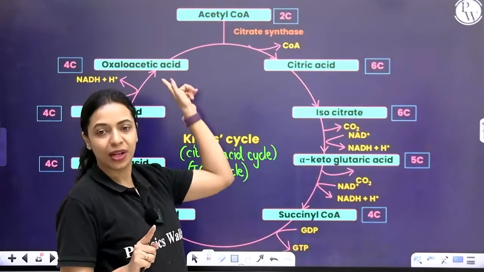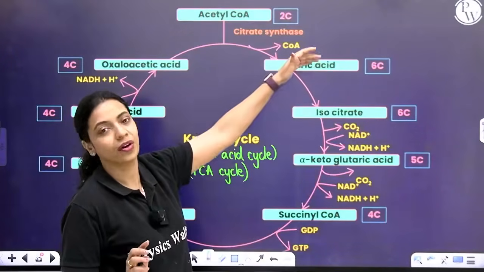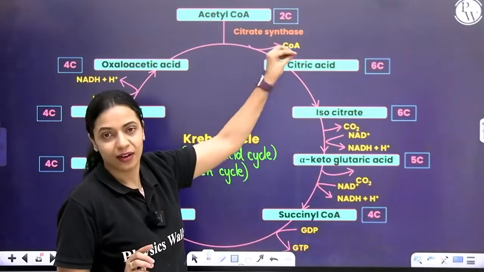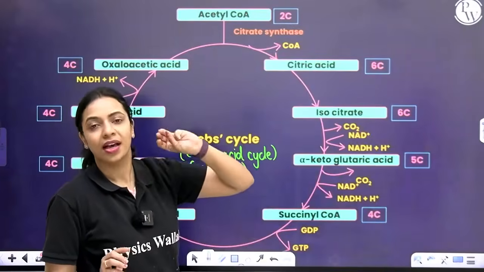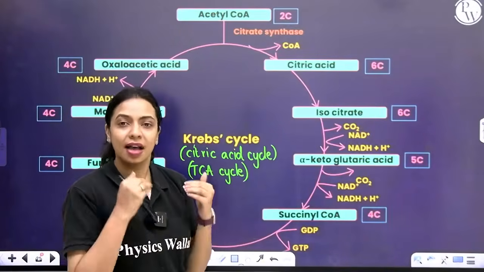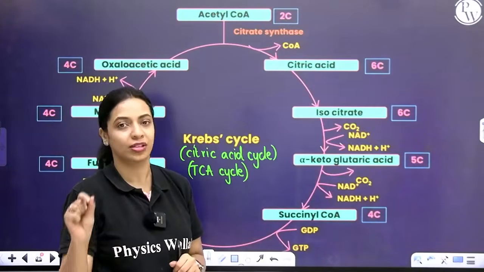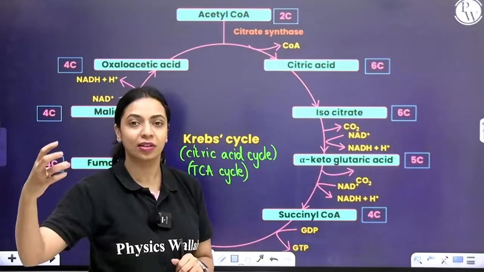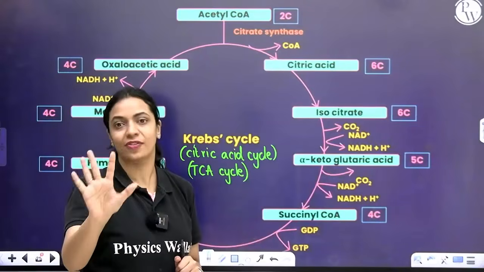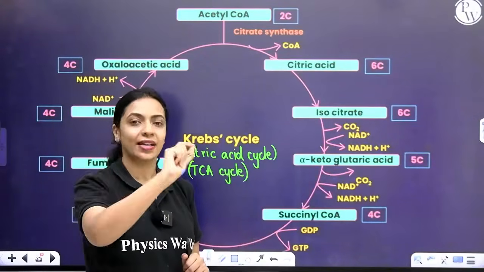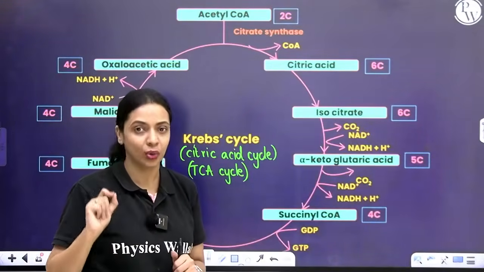First step, 2 plus 4 gave us a 6 carbon compound. Second step, isomerization is happening. Citric acid is getting converted to isocitric acid or isocitrate. That is our second step. Now in the third step or the next step, this isocitric acid, which contains 6 carbons, will undergo decarboxylation, which means 1 carboxyl group is removed as carbon dioxide. And if 1 carbon is gone, what remains? 5 carbons remain. So this isocitric acid will undergo decarboxylation to form a 5 carbon compound called alpha-ketoglutaric acid.